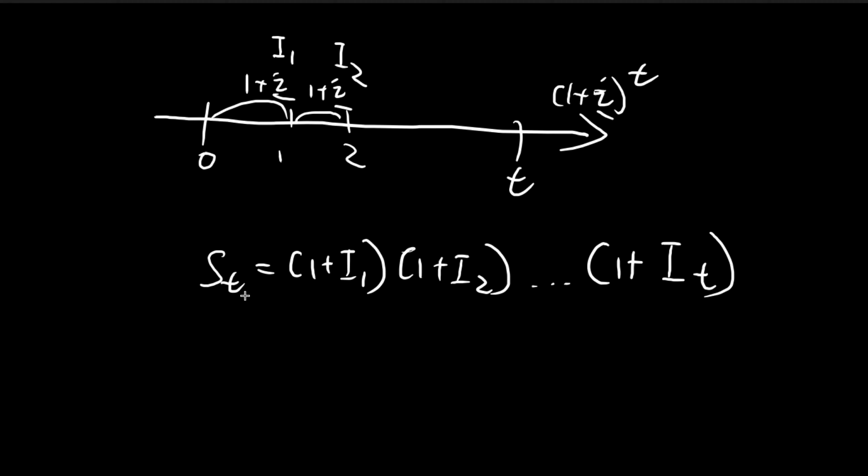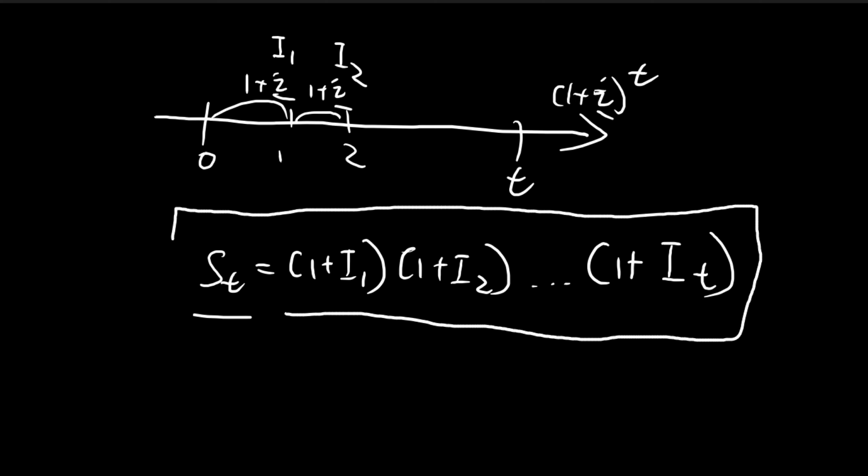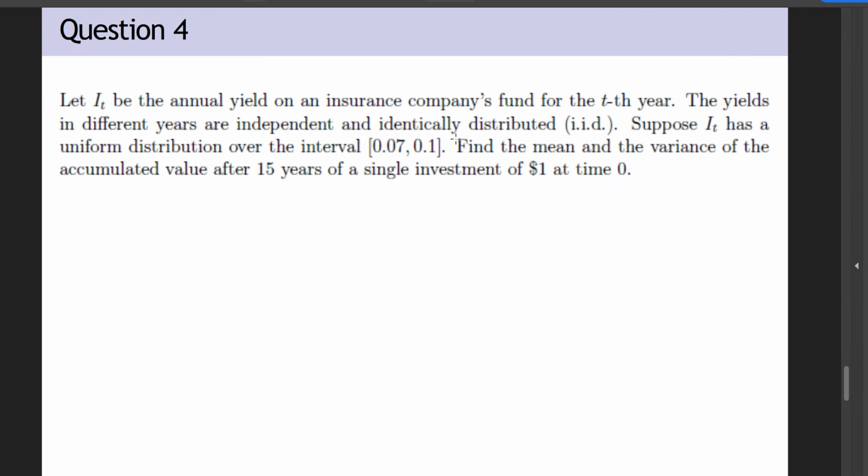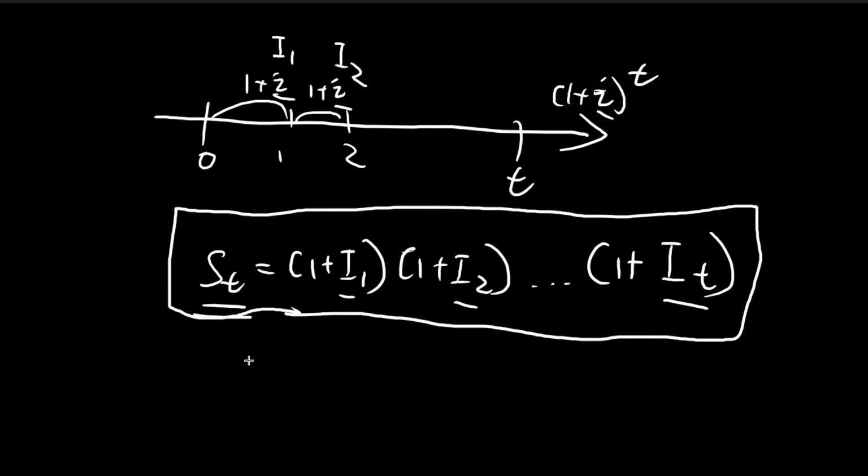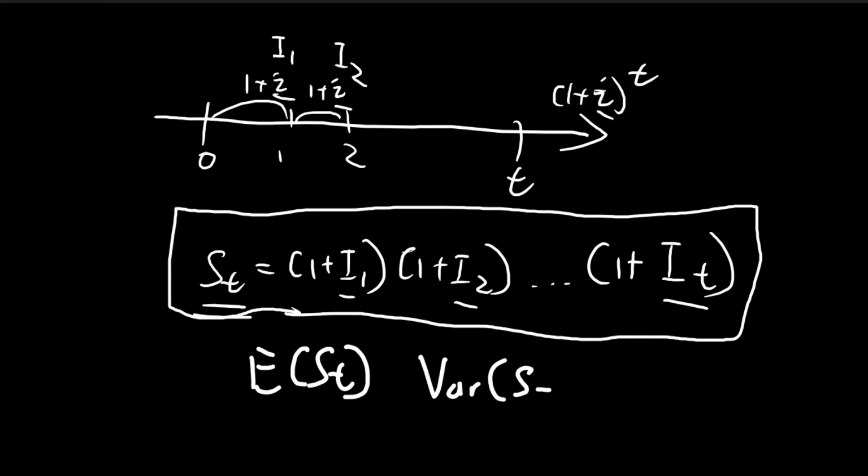So the best we can do now is to define this random variable S_t. In this case, it's the accumulated value from time 0 to time t. And as you can see, all these are random variables, so this is also a random variable itself. Now that we've defined those symbols, we need to find the mean and the variance of the accumulated value. What that means is that we want to find the mean and the variance of S_t. So let's do just that.